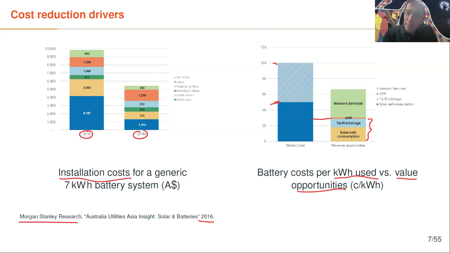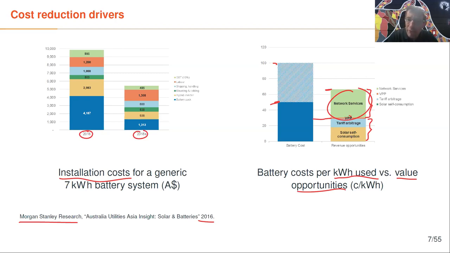But in the future, they predicted that several other opportunities will emerge for customers to play in different markets. So they call this collectively network services, which might be ancillary services for low voltage networks, as well as, for example, frequency control services for the wholesale market. And once those new value streams become available, you can see that the total value of those revenue opportunities exceeds the cost of the battery. And this just goes to show that when those new value streams become available, this will drive the uptake of residential batteries even further.